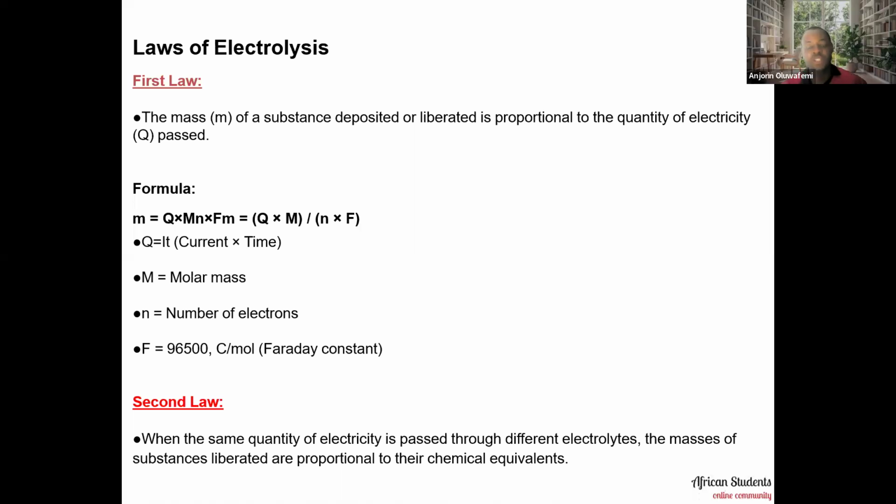So the second law of electrolysis states that when the same quantity of electricity is passed through different electrolytes, the masses of substances liberated are proportional to their chemical equivalent. So that's the second law of electrolysis right there.